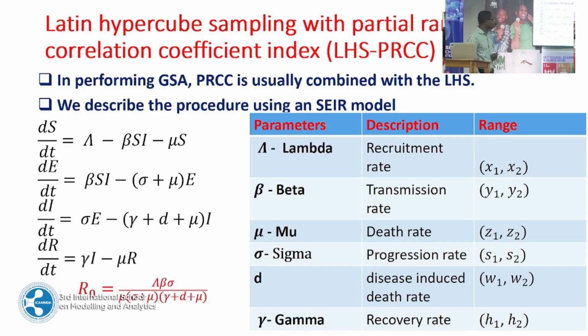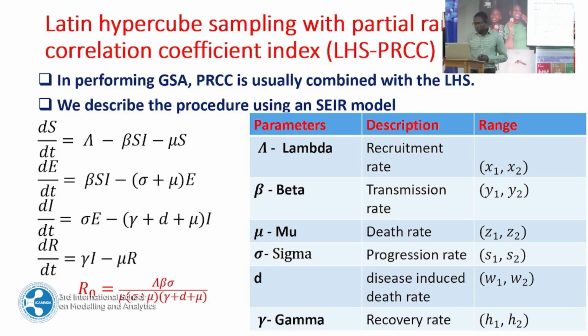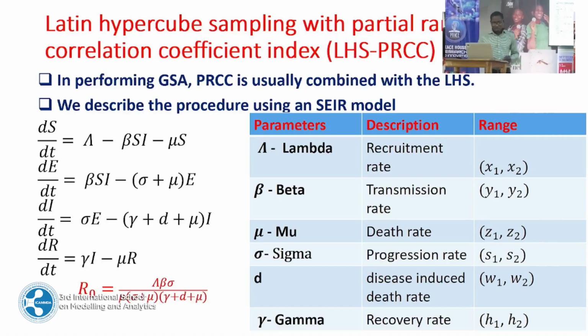Beta is the transmission rate with its own range. We also have mu, which has its own parameter range, then sigma, V, and then gamma. The R naught is calculated first. So as an exercise, how did we obtain this? That will be our exercise, maybe during, when should we submit the assignment? How did we arrive at it?